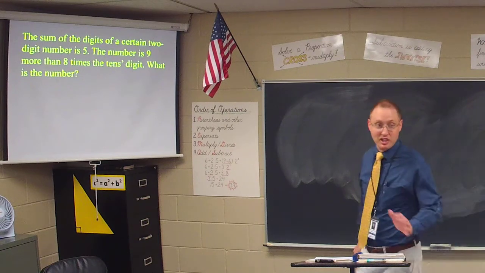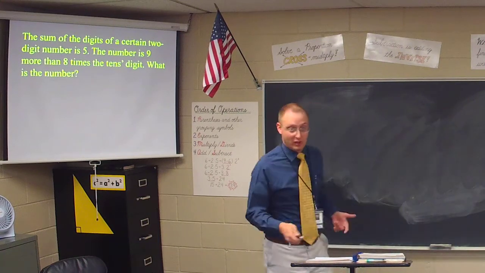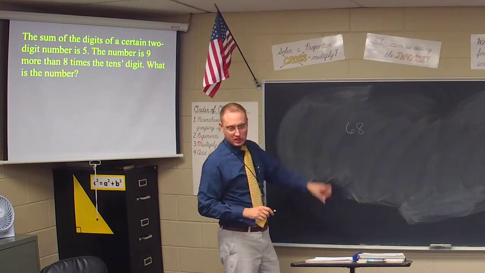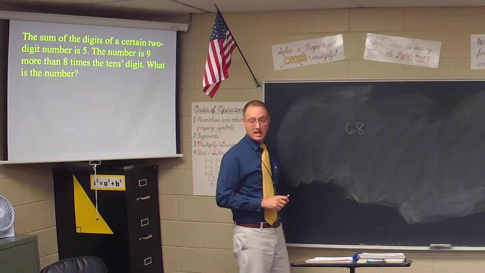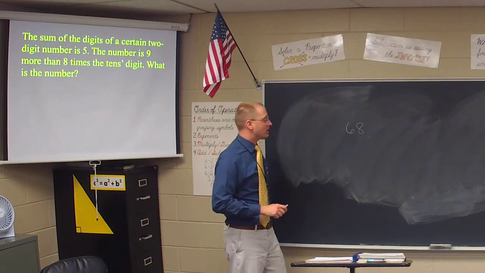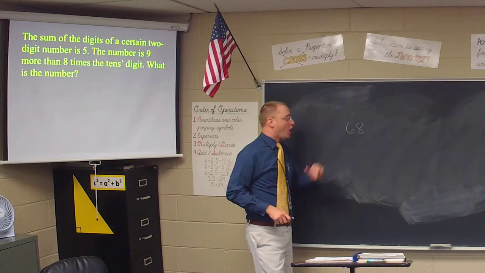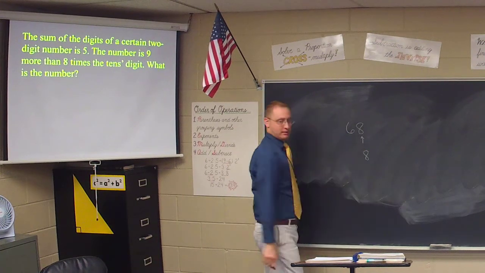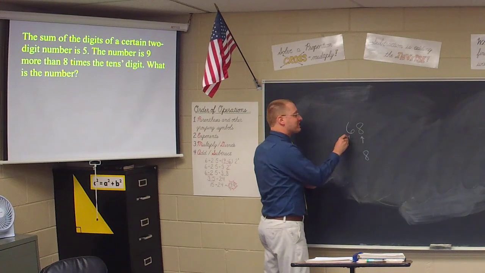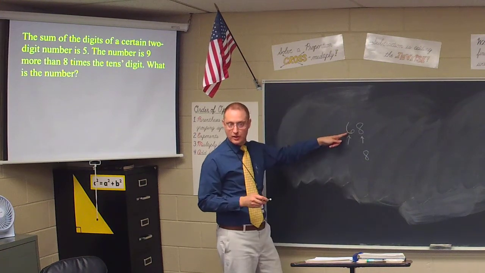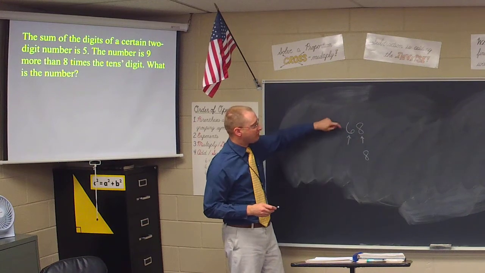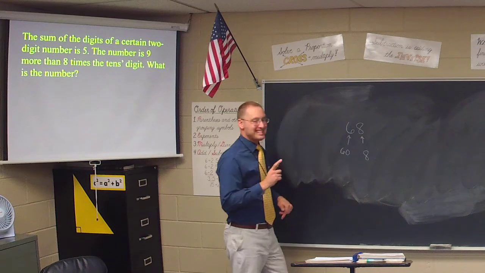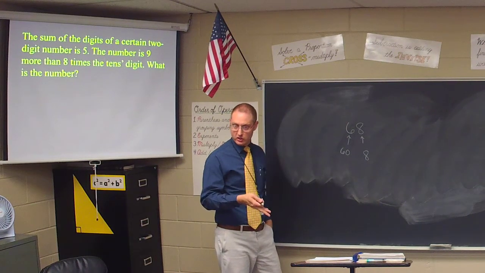Now, a 2-digit number is a number with 2 digits. For instance, 68. Now, there are 2 digits in 68. The first digit, class, is a 6, and the other digit is an 8. The value of that digit is 8. But the value of this digit is not 6. This isn't 6, 8, class. The value of this digit is 60. It is 6 tens. Does that make sense?